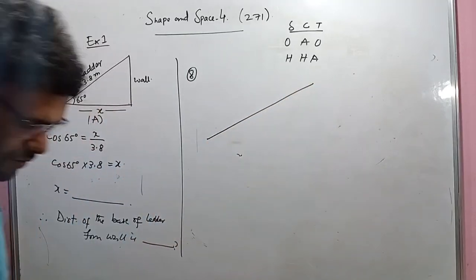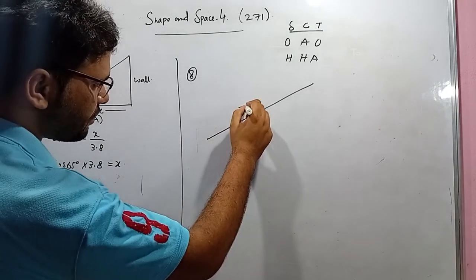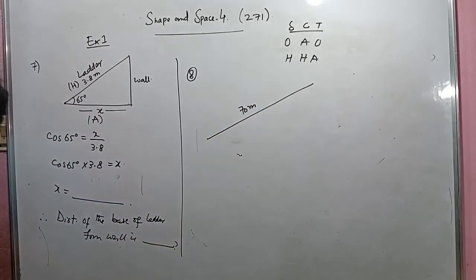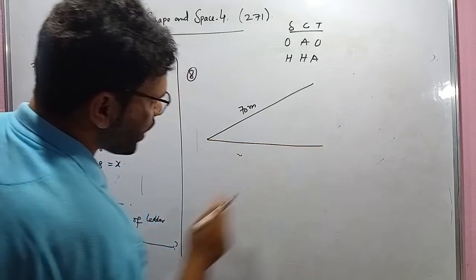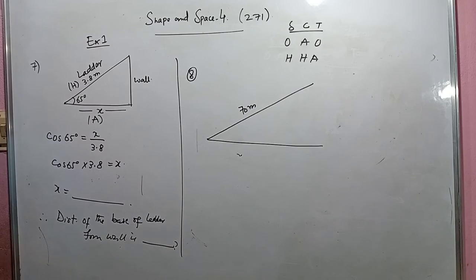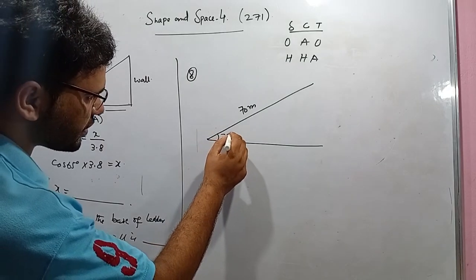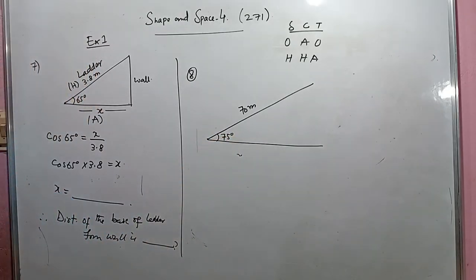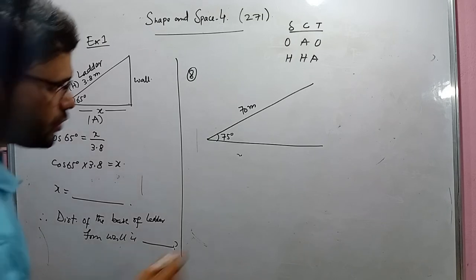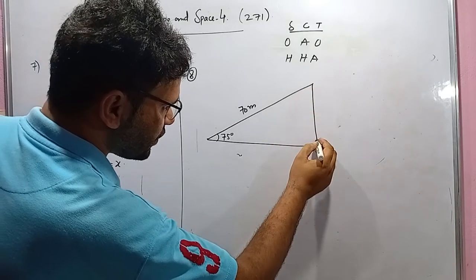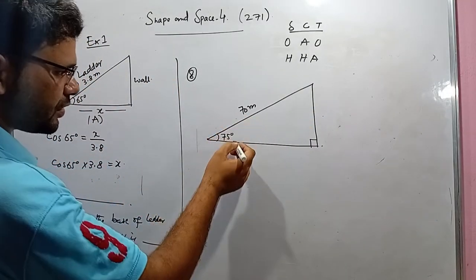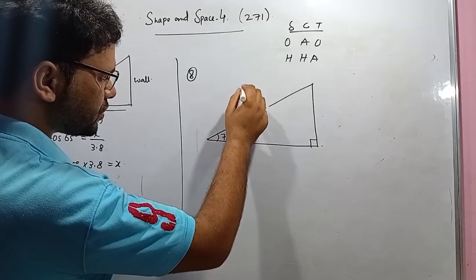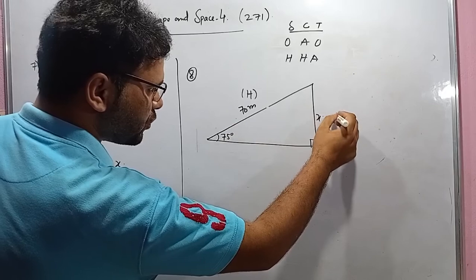This is the length of the string of the kite. It is 70 meters. And the angle of elevation of the string with the ground is 75 degrees. This is the 75 degree angle of elevation. And we need to find the height of the kite. Like this, this is height. This is the length of the string, so this side is hypotenuse. This is x. This is opposite.